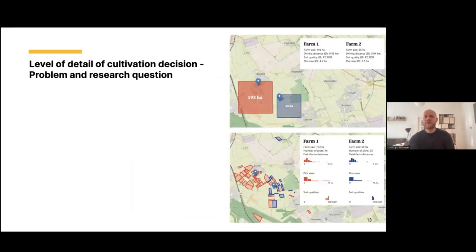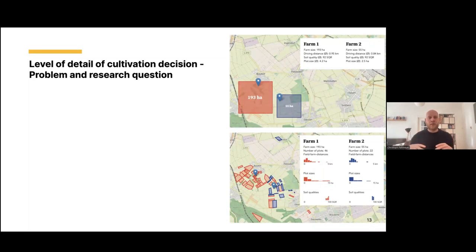And then we actually used that in the final paper, the level of detail of the cultivation decision. Here we see an example. I already told you that in the older or existing models, we had the issue that often, due to the lack of data, we had to assume there's a farm that has 193 hectares, and let's say there's a second farm which has 55 hectares.